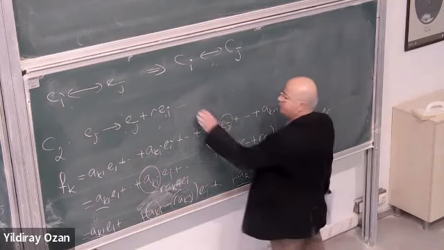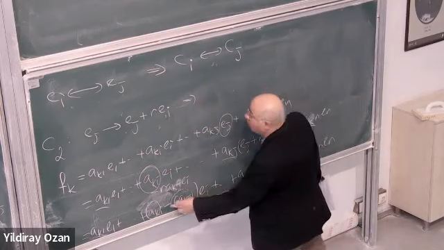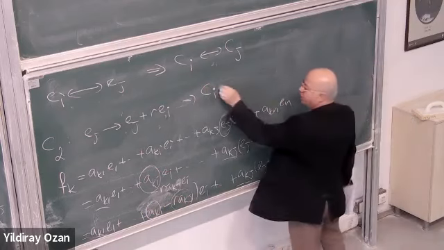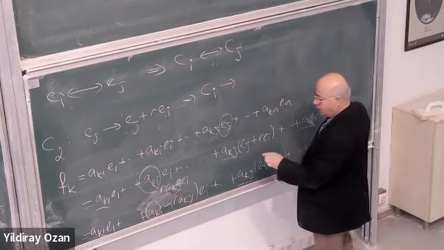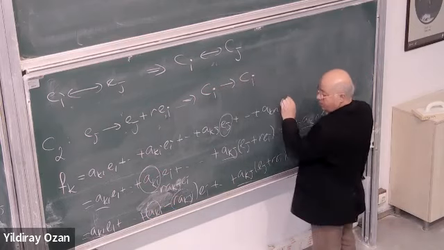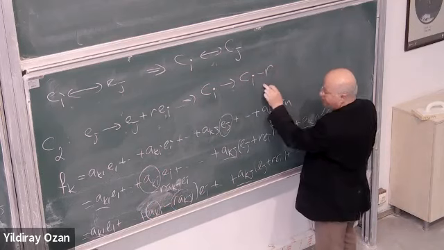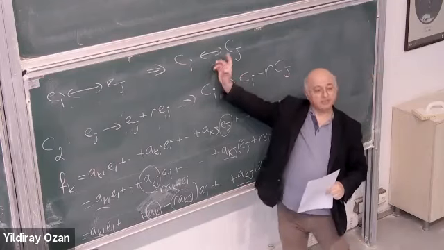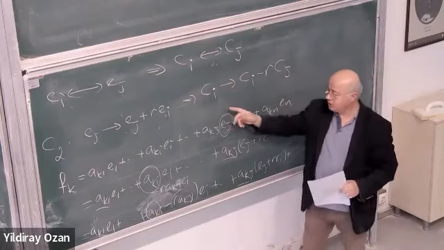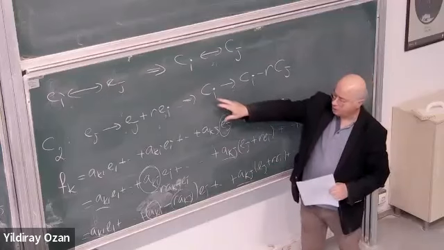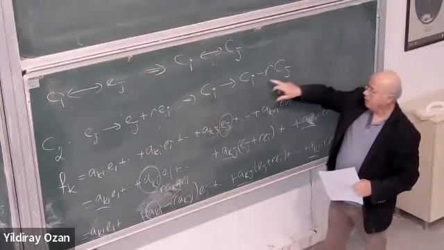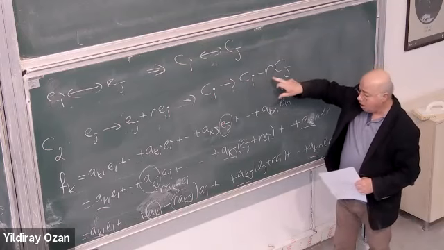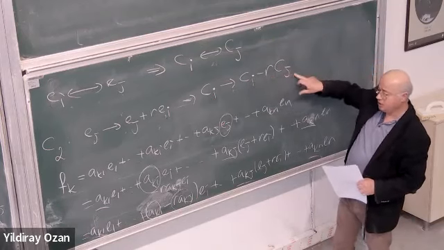So what happened is the following. The ith column changed into what? It changed into the following: ith column minus R times the jth column, right? Here, i and j were interchanged, but here, what happened is the following. The ith column has been changed into ith column minus R times the jth column.